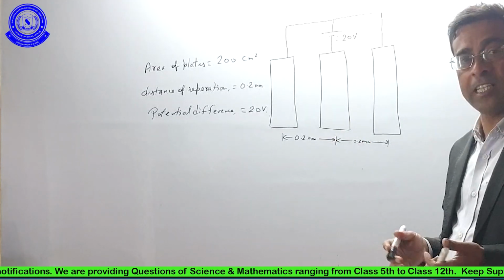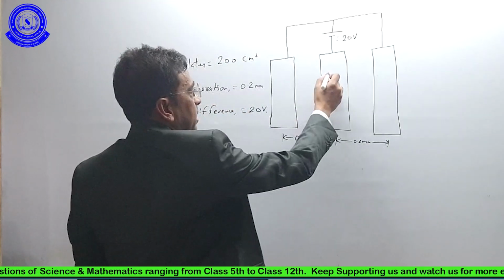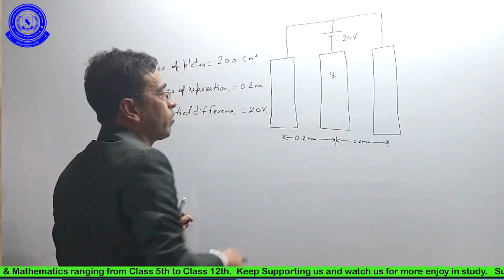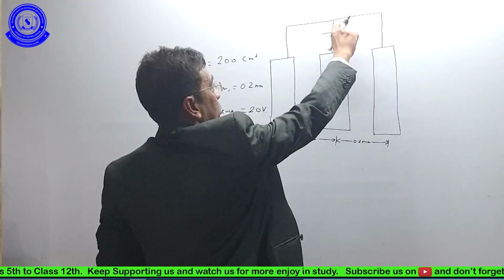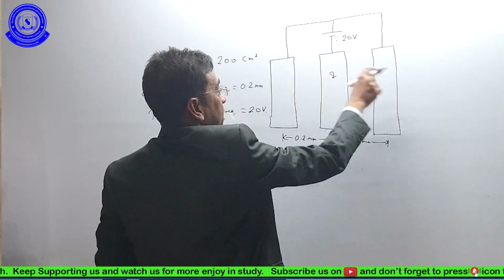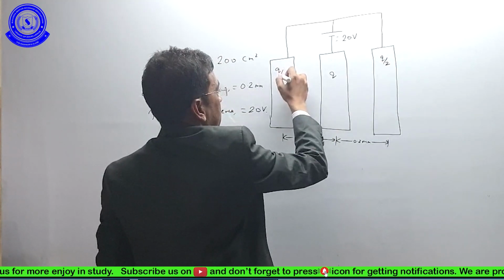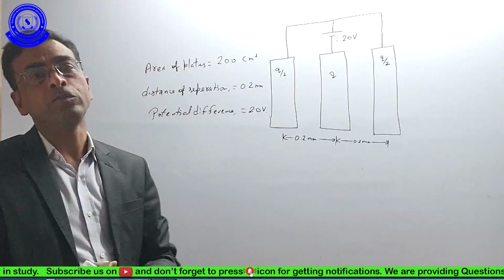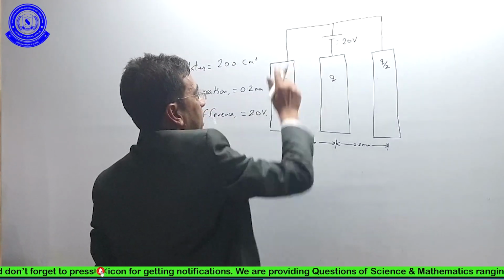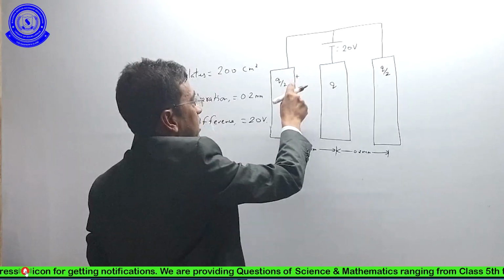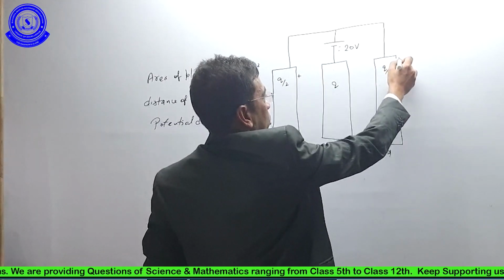So let's see the solution. Consider Q charge is available on this plate, and it is equally distributed on these plates in the form of Q by 2 and Q by 2, just half of the Q charge. As it is connected to the positive terminal of the battery, our charge is positive and it is also positively charged.